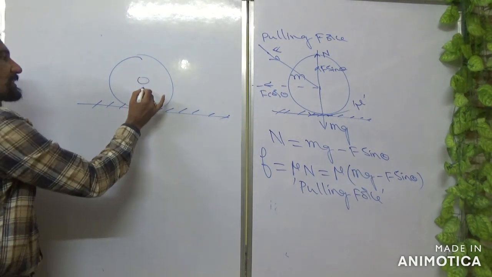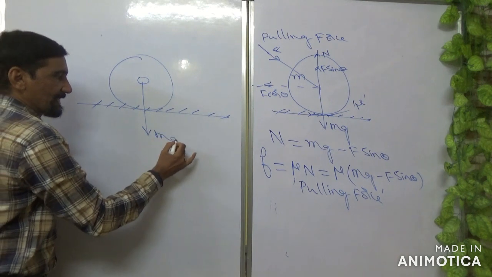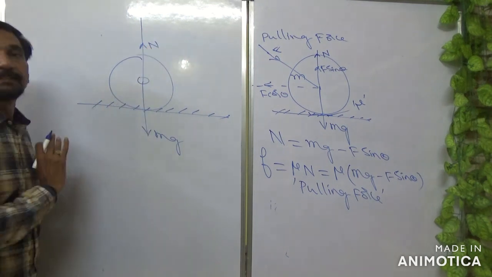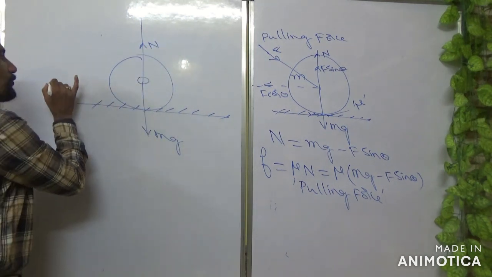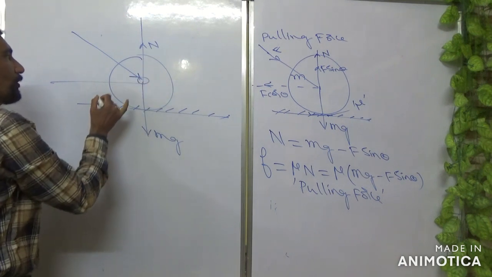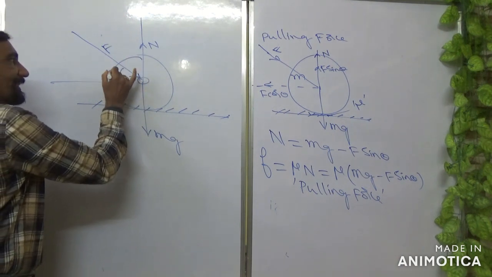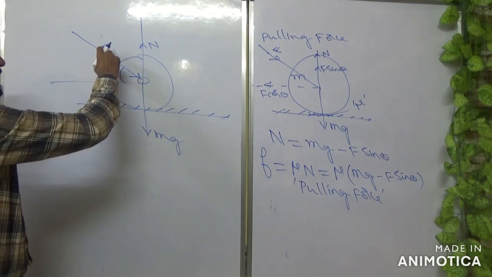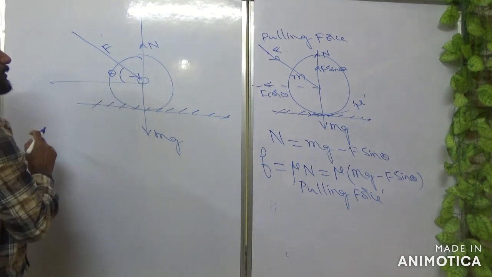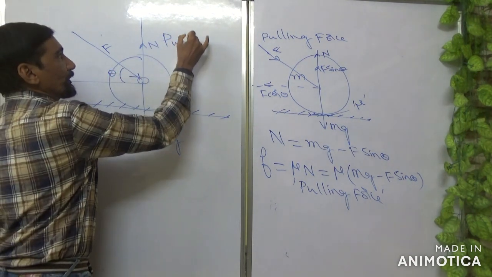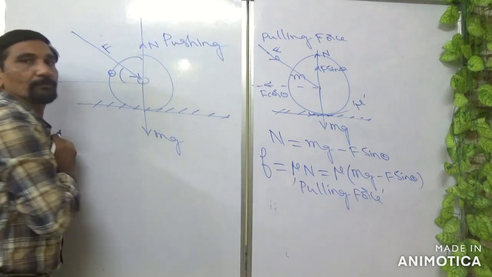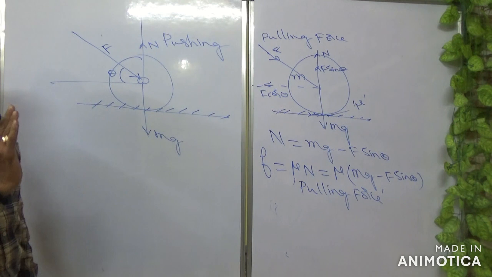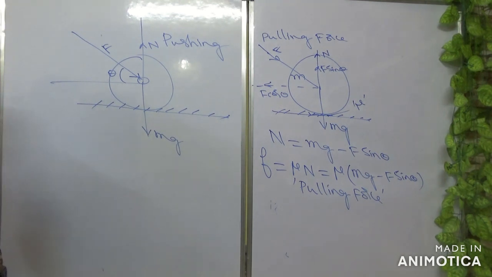In both the cases, weight always acts downwards and normal reaction acts upwards, no change in that. Now F force is applied on the roller, which makes an angle theta with the horizontal. Now you are applying F force on the roller. It is nothing but a pushing process. In this case also, F is resolved into two components, no?